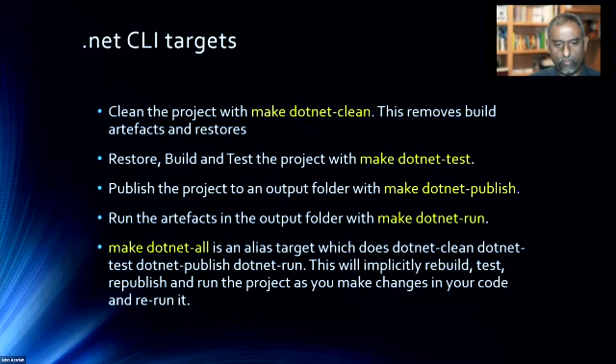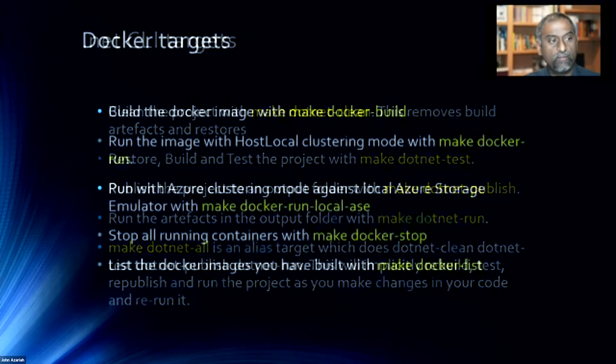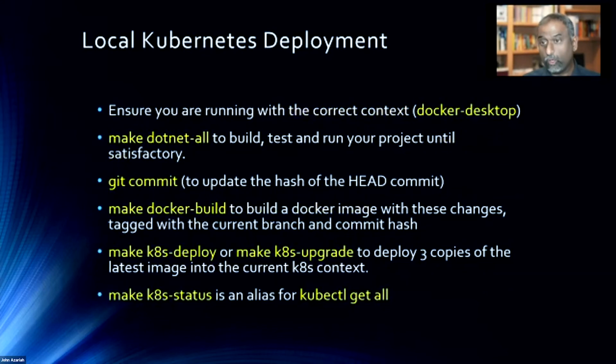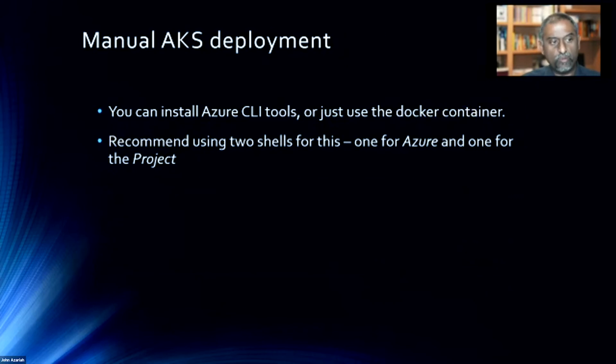So in the interest of time, because we have literally 3-4 minutes, I'm going to zoom through the slides. These are the make targets that are available, which basically allow you to test your application on .NET, Docker, a local Kubernetes deployment, and then a manual Kubernetes deployment. Now, with a manual Kubernetes deployment, you need the Azure CLI tools because all of the interaction with Azure goes through the Azure command line interface.